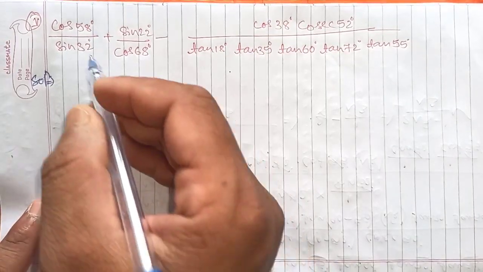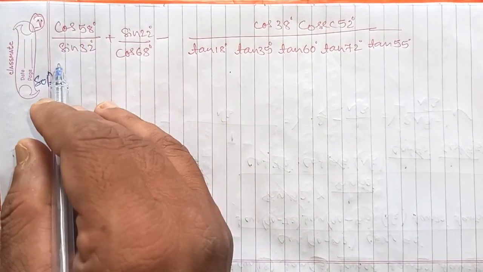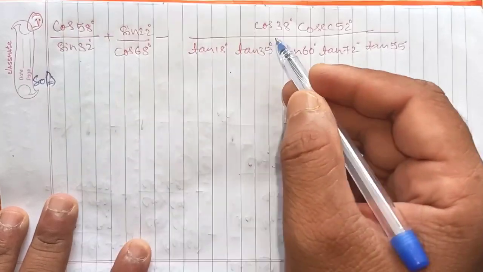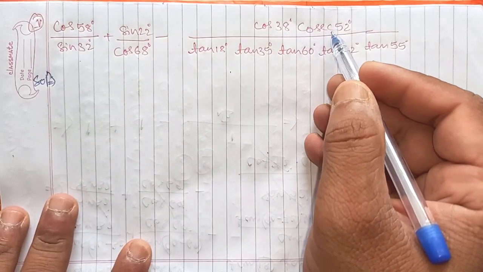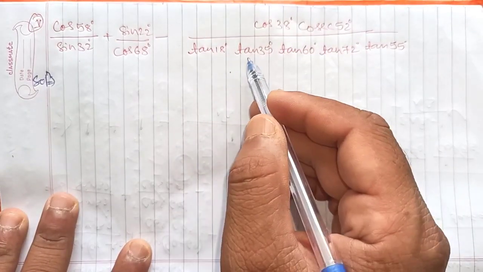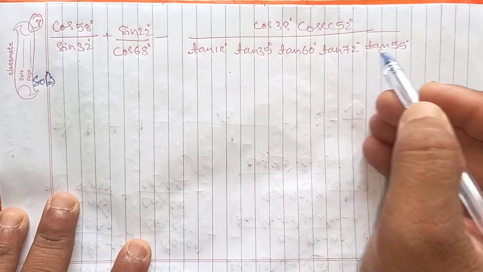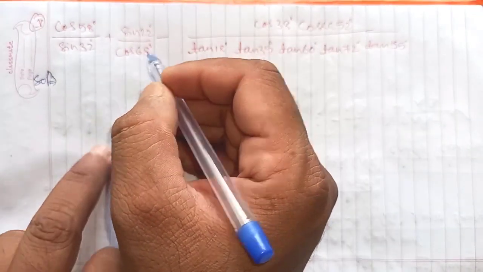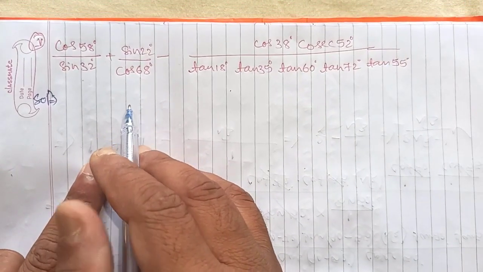In the fifth bit, the question is given: cos 58 degree divided by sin 32 degree, plus sin 22 degree divided by cos 68 degree, minus cos 38 degree cosec 52 degree, these are in multiplication, whole divided by tan 18 degree, tan 35 degree, tan 60 degree, tan 72 degree, tan 55 degree. Okay, so we will solve the question as we have done already these type of questions.